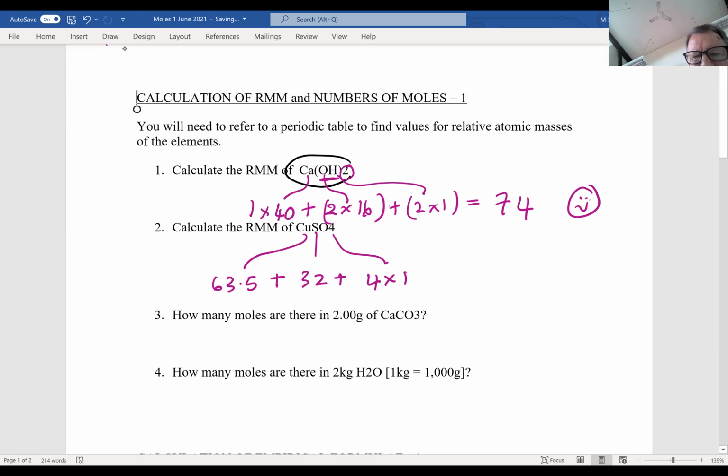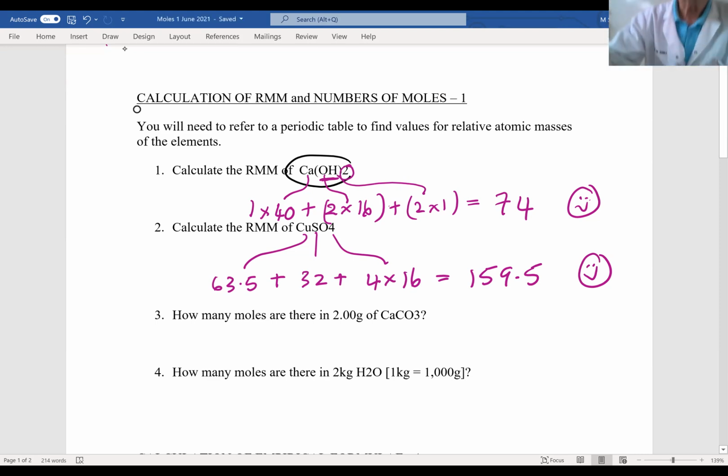So 4 16s, and that should equal 159.5. This one is happier there. Good, excellent. Now let's go back to last time we had a lesson.